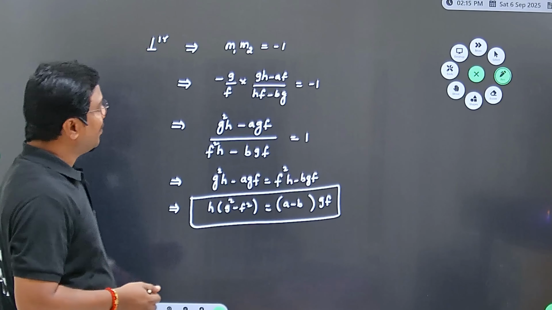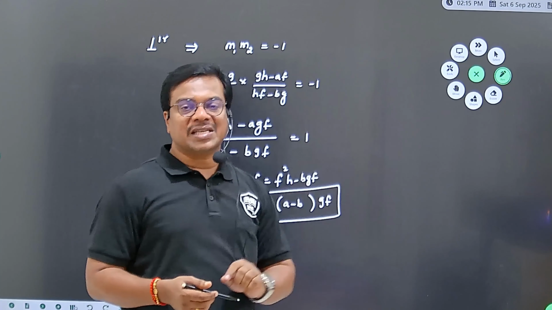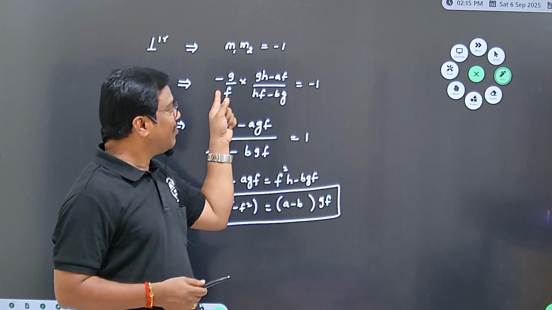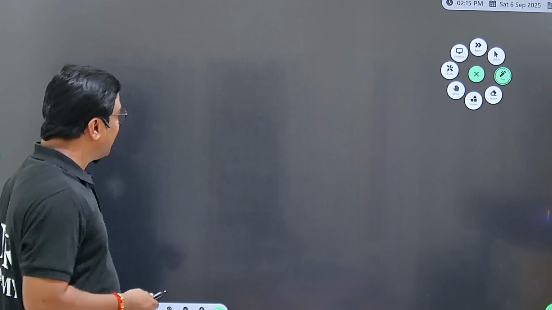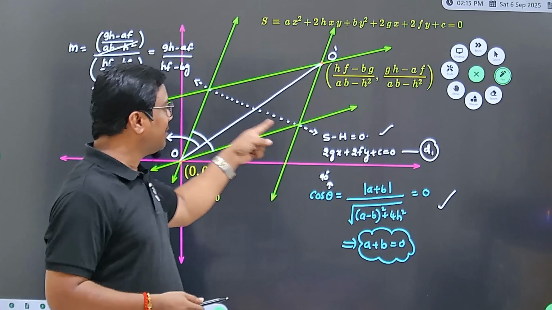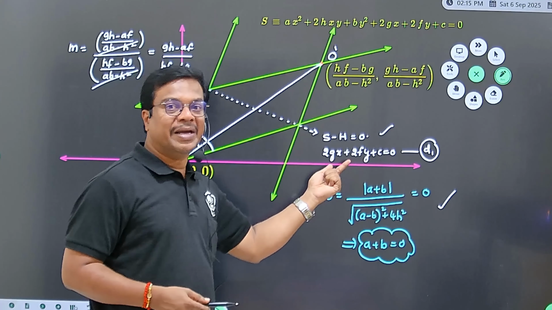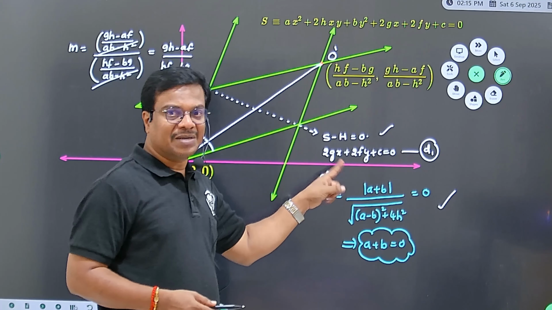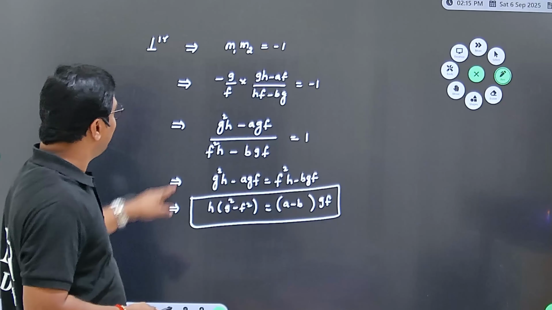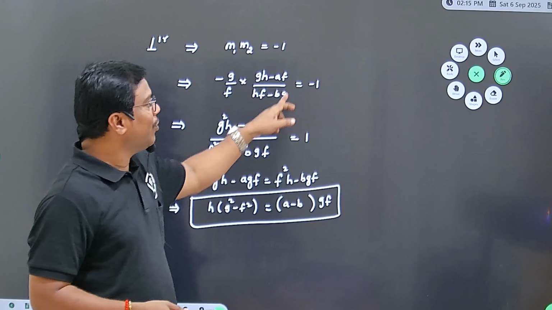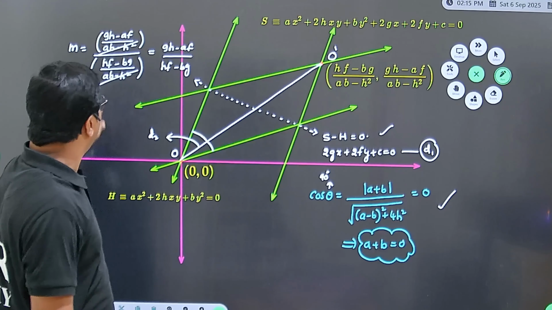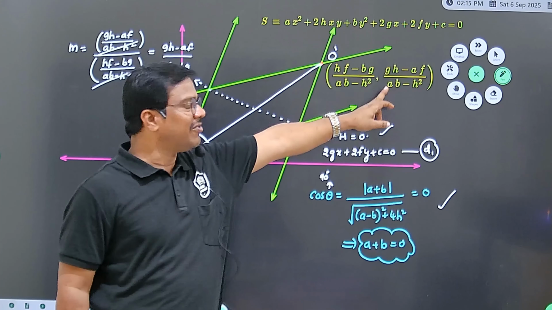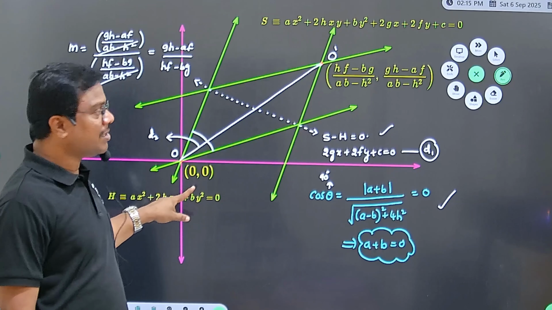We know that when two lines are perpendicular, their slope product becomes minus 1. Here the slope of the first line, that is the diagonal 1, applying the slope formula, minus of coefficient of x by coefficient of y, minus 2g by 2f gives the result minus g by f. Next, for the other line from O', this is the slope. See here, O' is (hf minus bg)/(ab minus h square), (gh minus af)/(ab minus h square), and the other point is the origin.